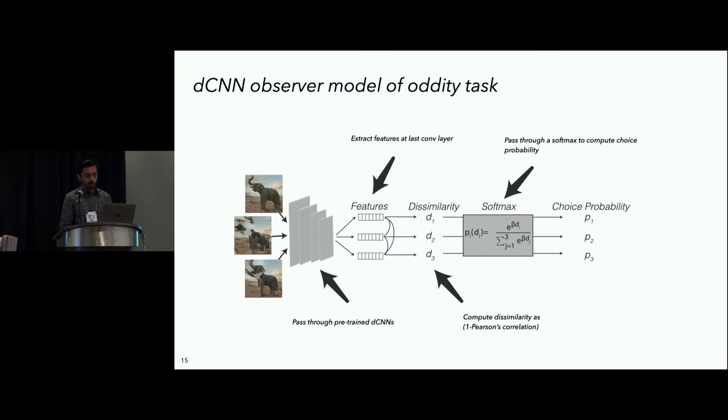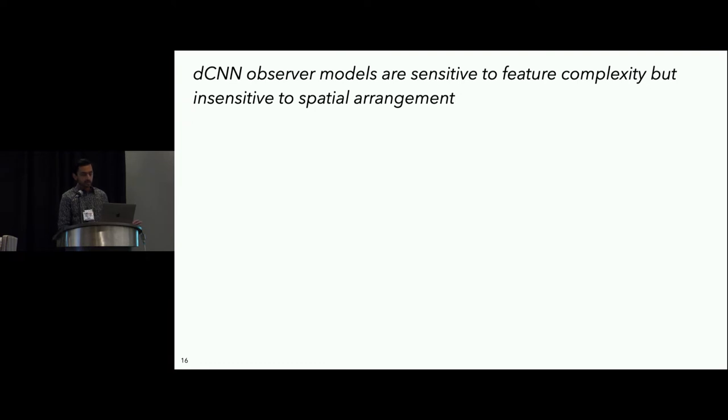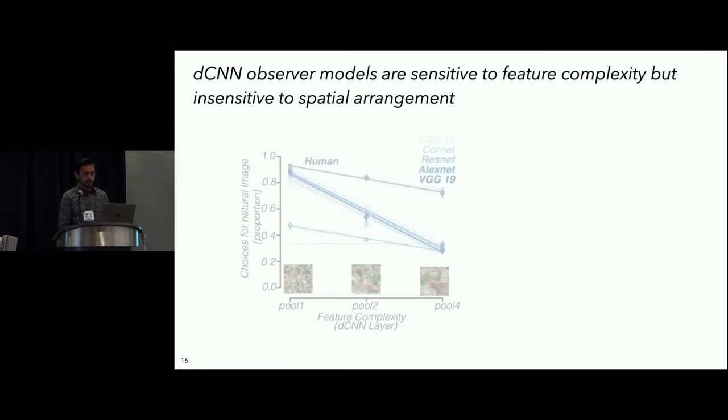What about DCNN models? So to assess this, we built an observer model that makes use of features from a pre-trained DCNN model to estimate choice probabilities on each trial of this oddity task. So I'm skipping over the details here, but in essence, this model will choose the image whose feature representation is most different from the other two images presented on each trial.